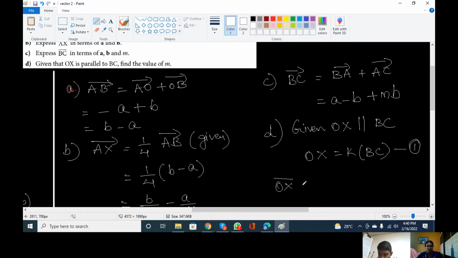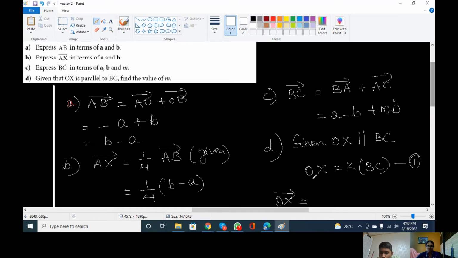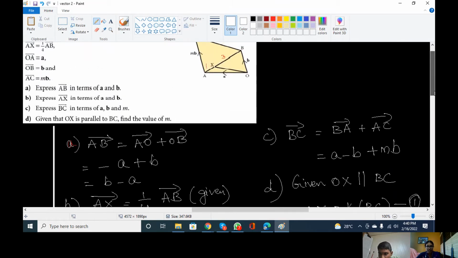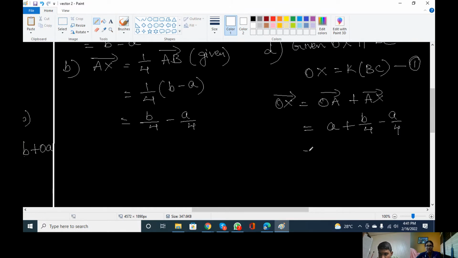Find out OX. What is OX? Go to the picture. OX is this. How can we write this OX? Could we write OX as OA plus AX? Yes. OA vector plus AX. Already we know OA. OA is a. And AX is, we found, b over 4 minus a over 4. If you take a as common in these two, you will get 1 minus 1 by 4 plus b by 4.